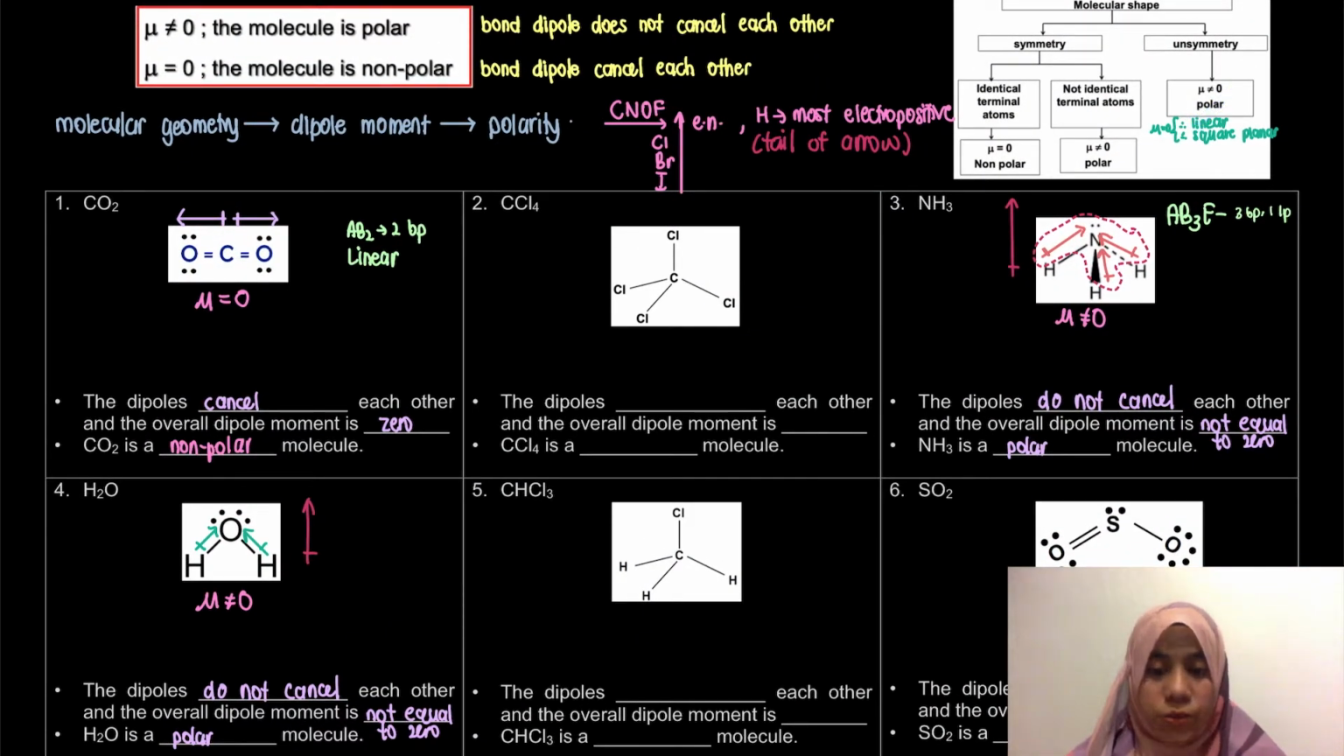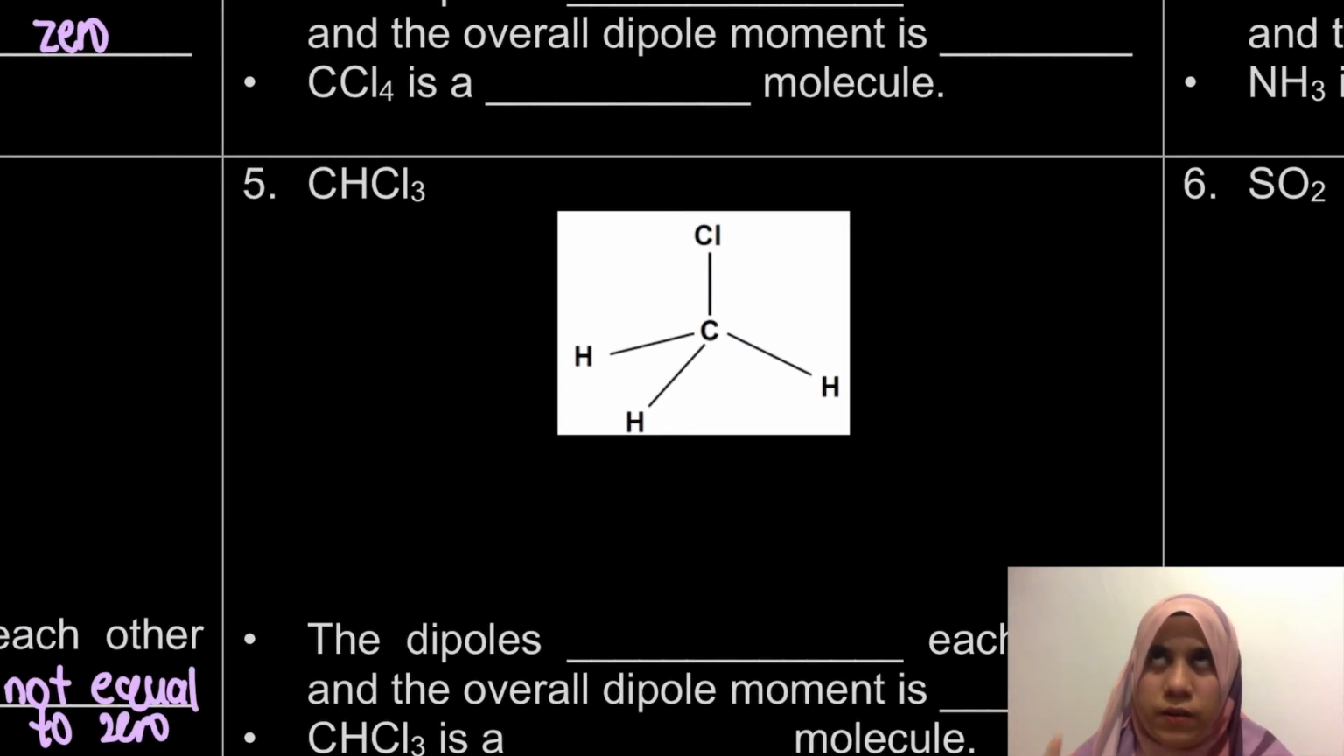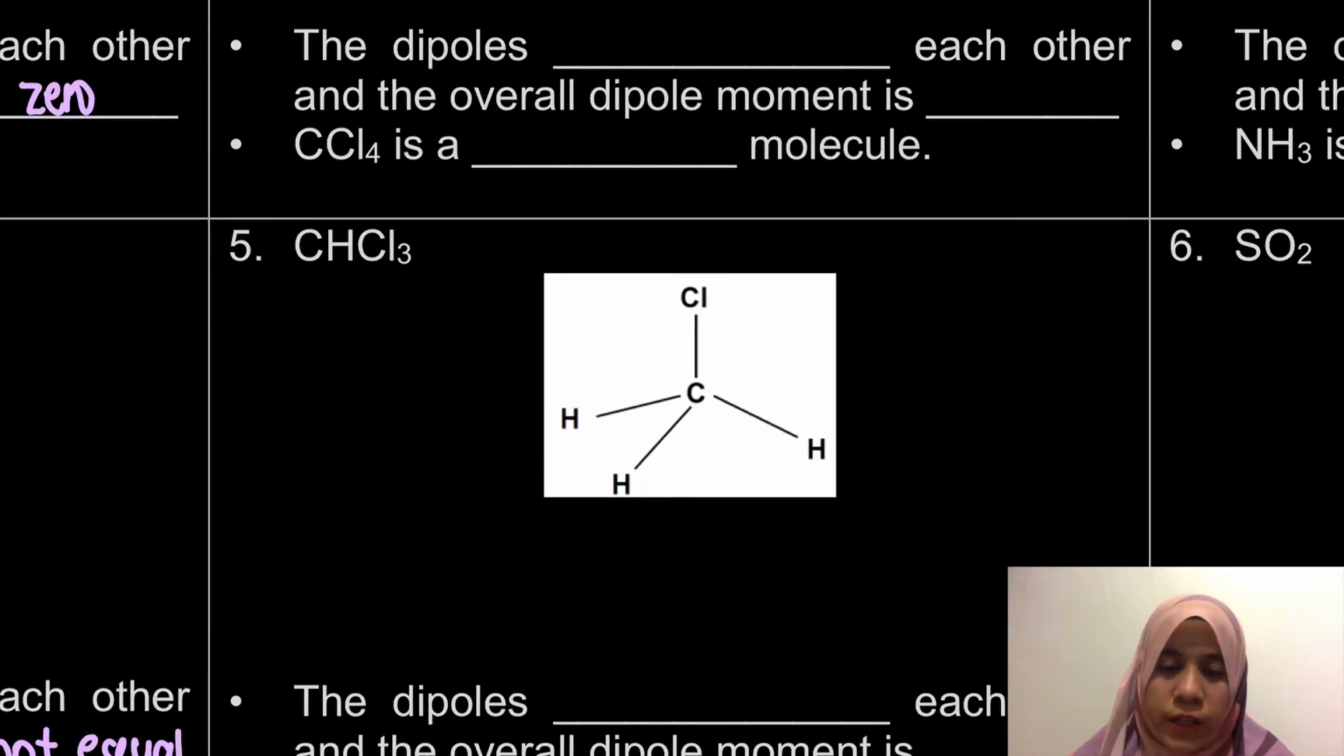Okay, so let's look here for CH₃Cl ni. Okay, dia adalah tetrahedral, where the shape is actually symmetry lah kan. Okay, tapi dia ada, we have 3 hydrogen, satu chlorine. So dia lain sikit. So how should we draw the arrow? So again, kalau ada hydrogen, it's starting from our hydrogen. So ada 3 lah.